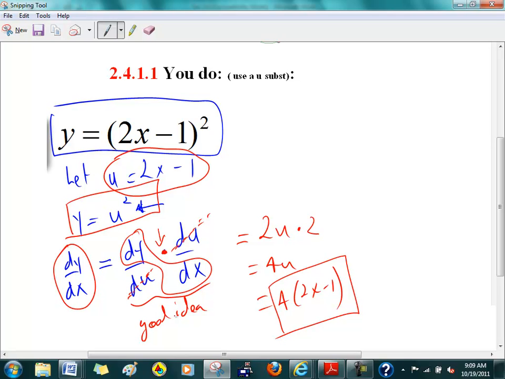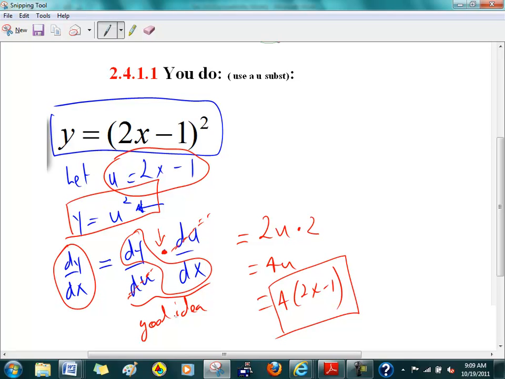Cindy. How come u is only 2x minus 1, not 2x minus 1 squared? Because what's the point of making it squared? Then you still have to differentiate that using a power rule. Yeah, you'll see in a minute where the connection's coming from. Where'd you get the 4u from? 2u times 2. 2 times 2 is 4. Oh.